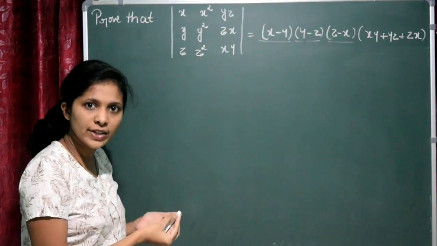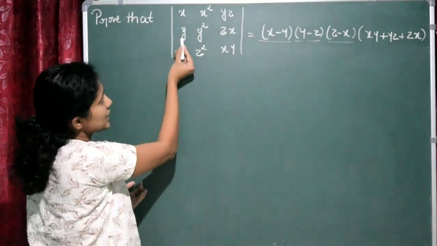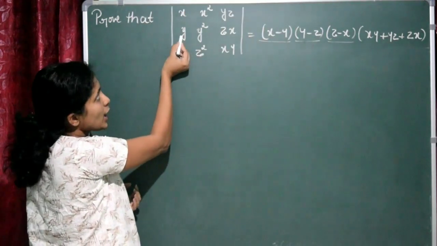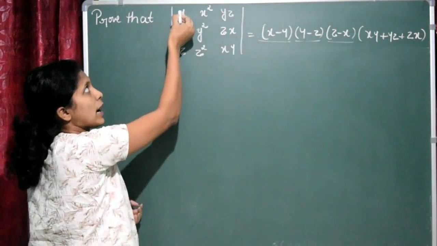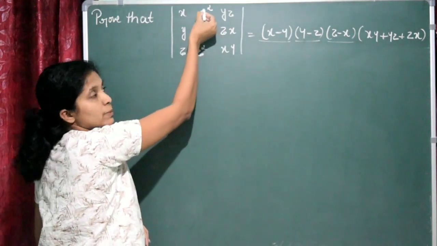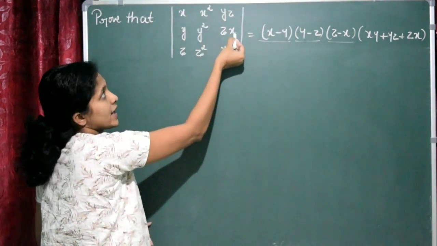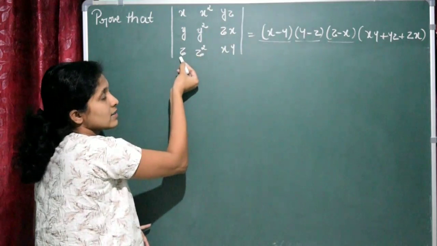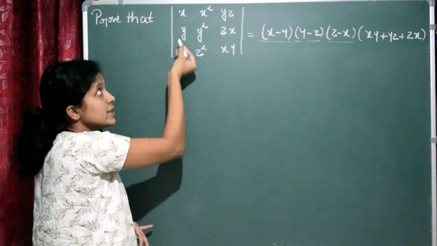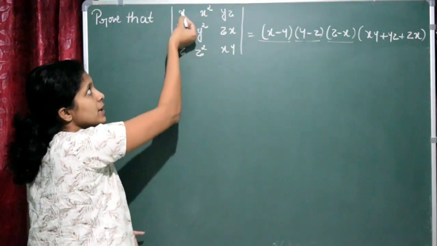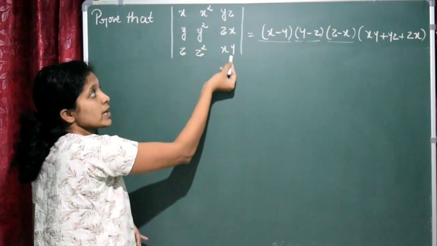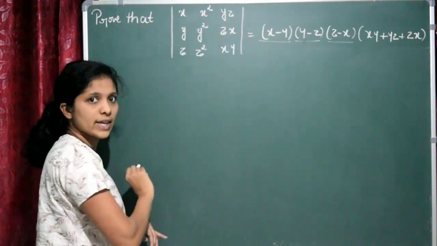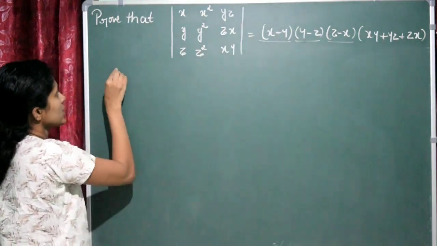So what operation can we give here? Clearly it is R2 changes to R2 minus R1, so that I will get y minus x here, y square minus x square here, and here also zx minus yz. And R3 changes to R3 minus R1. So this will be z minus x, z square minus x square and xy minus yz, right? So we will give that operation.